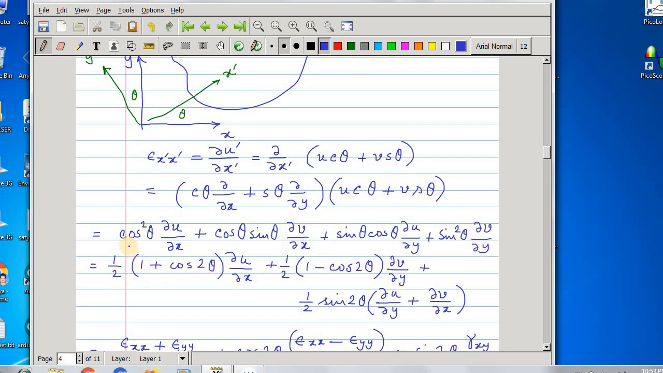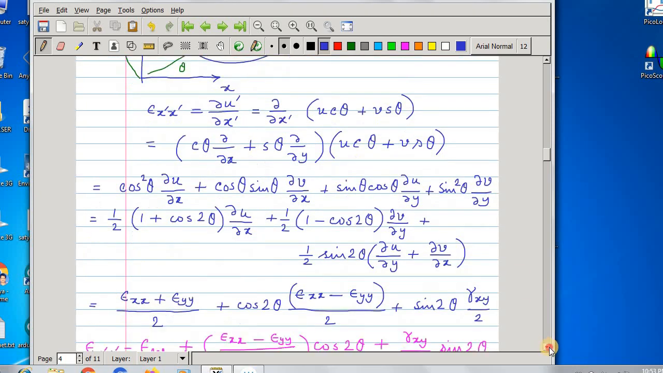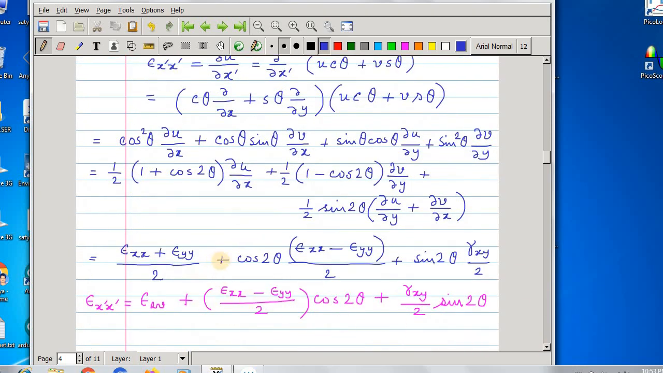And if you just simplify by using the standard trigonometric identities, you get epsilon x dashed equal to epsilon xx plus epsilon yy by 2 plus cos 2 theta epsilon xx minus epsilon yy by 2 plus sin 2 theta gamma xy by 2. You call this the average. So this is the transformation relation for epsilon xx.